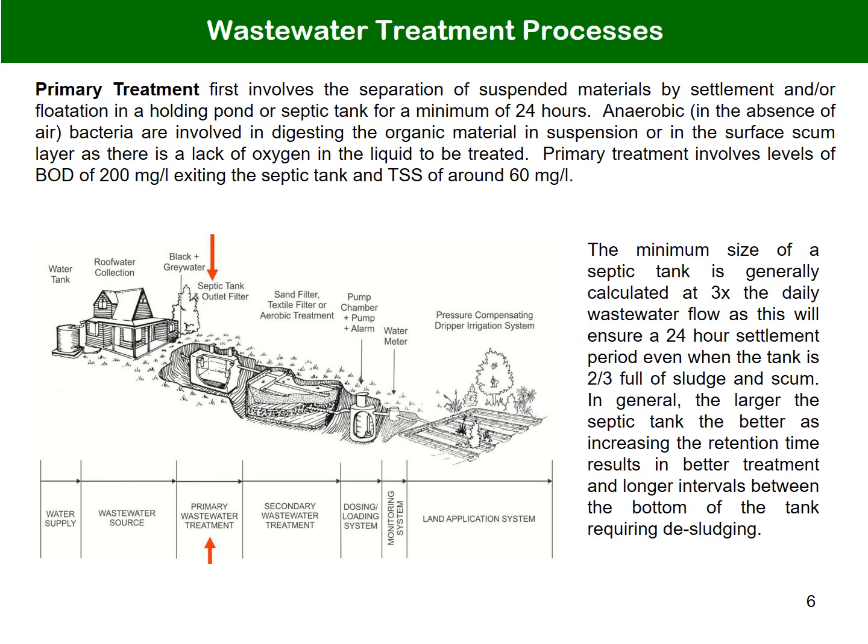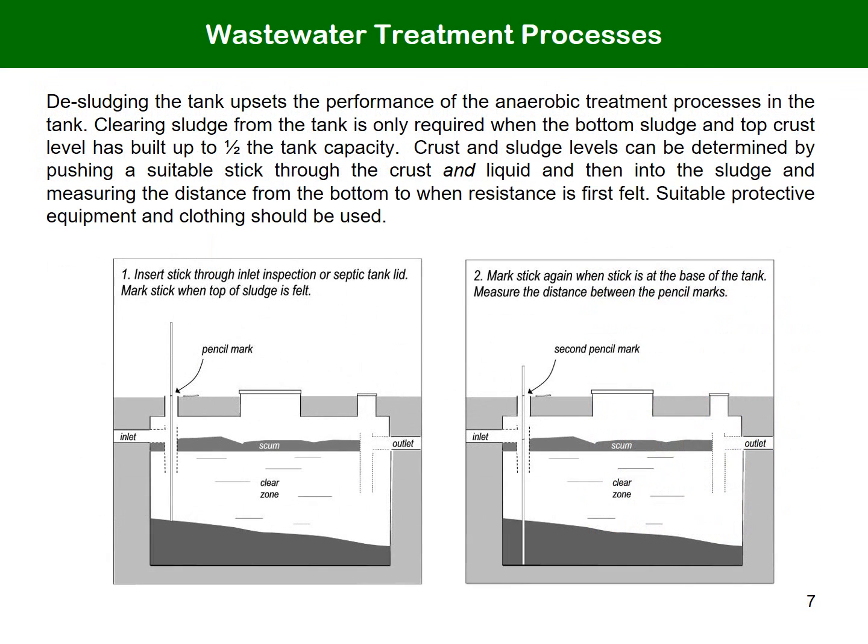The minimum size of a septic tank is generally calculated at 3 times the daily wastewater flow, as this will ensure a 24-hour settlement period, even when the tank is 2/3 full of sludge and scum. In general, the larger the septic tank, the better, as increasing the retention time results in better treatment due to the greater interface area between the layers in the tank. A large tank will also decrease the frequency of tank desludging.